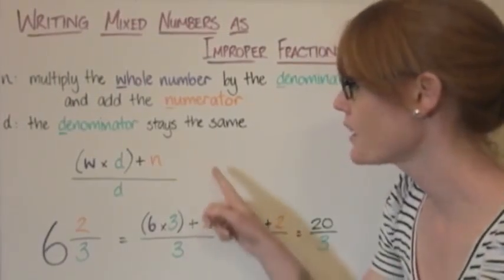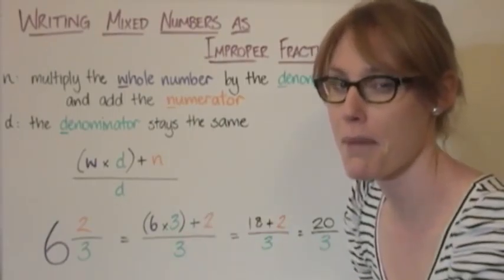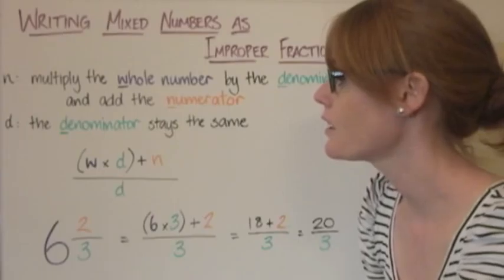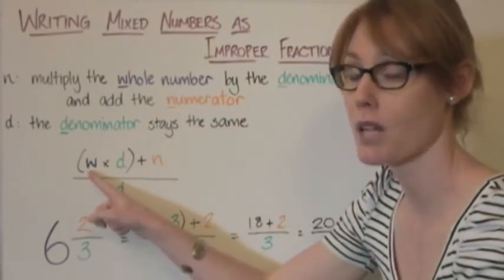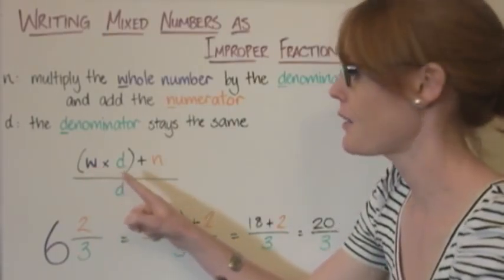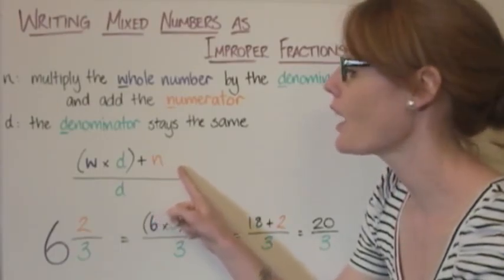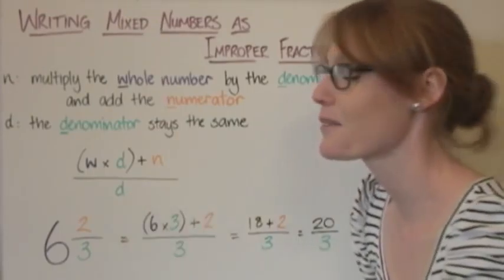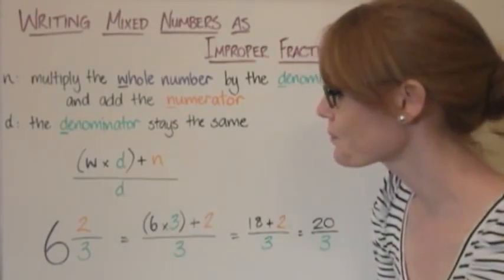Let's take a look. This is a bit of a formula to remember how to change mixed numbers into improper fractions. So we take the whole number, we multiply it by the denominator, then we add the numerator. And all of that will be placed over the vinculum where our denominator would lie below.